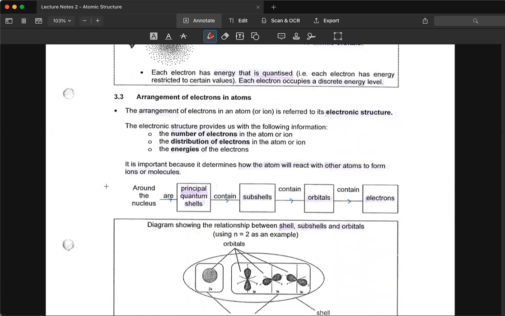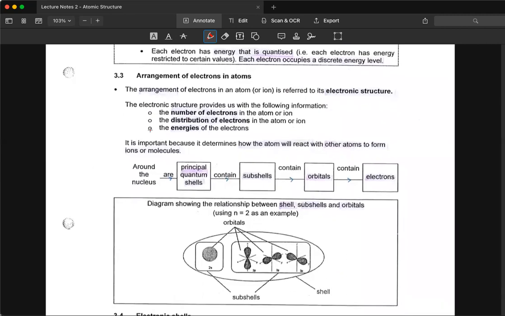So the arrangement of electrons of an atom or ion is referred to as electronic structure. The electronic structure provides us with this information. Number one, the number of electrons in the atom or ion. Number two, the distribution of electrons in the atom or ion. Number three, the energies of the electrons. It is important because it determines how the atoms will react with other atoms to form ions or molecules.